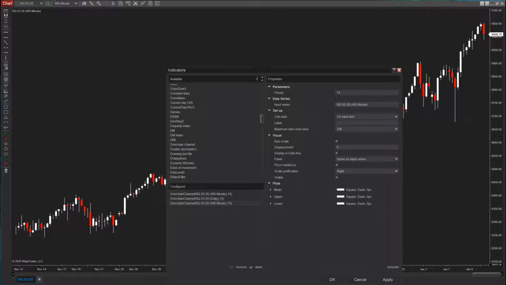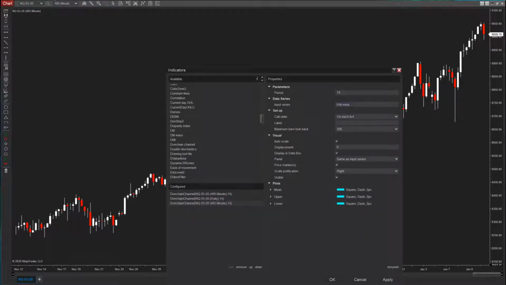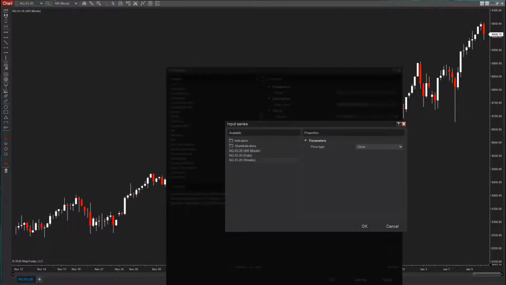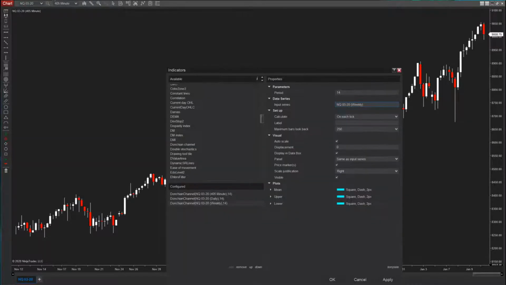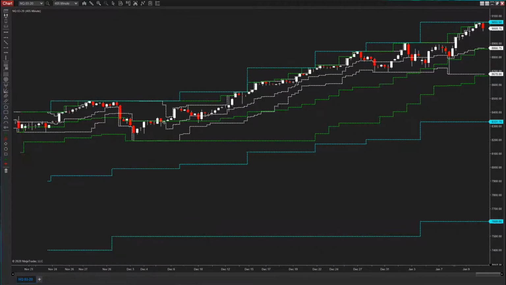And then my third Donchian channel, I'm going to use blue. I've already preloaded one for weekly for blue. I just want to change the input to the weekly and put it in panel 1. So now I've got three Donchian channels on the screen. Blue is the weekly levels, green are the daily levels, and white are the RTH setting levels.